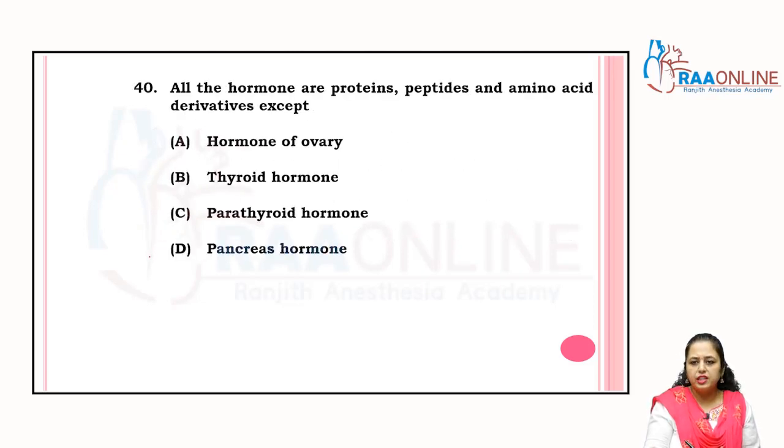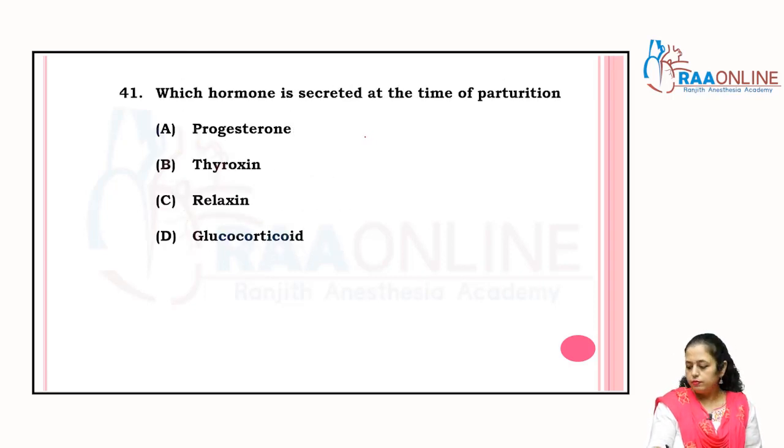All the hormones are proteins, peptides and amino acid derivatives except... All these hormones are proteins, peptides and amino acid derivatives, except the hormones of the ovary, because they are steroidal hormones, that is estrogen and progesterone, right? So the answer is A. Come to the next question.